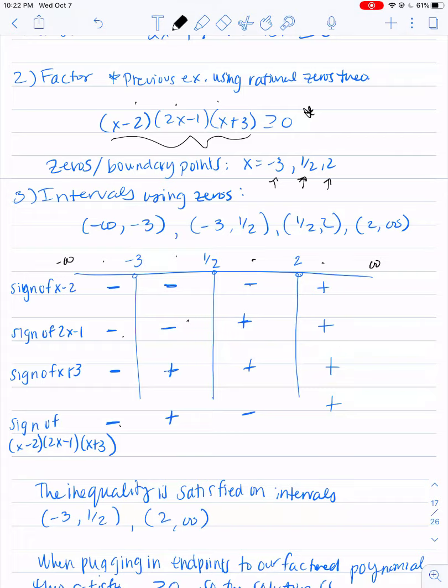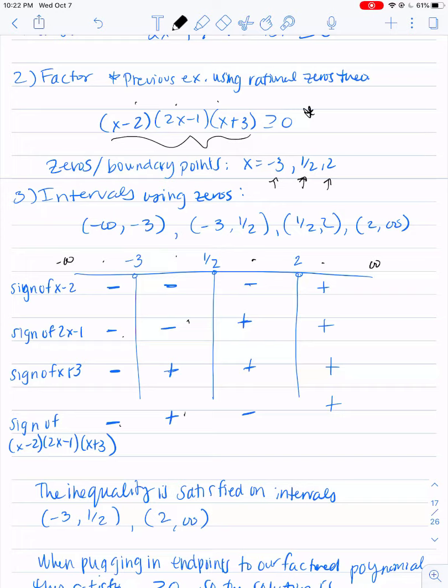For negative 3 to 1/2, we have negative times a negative is a positive. Positive times positive is positive. So we're positive in this interval. The next interval, 1/2 to 2, we have a negative times a positive is negative. Negative times positive is also negative. So we're negative in that interval. From 2 to infinity, we're positive all the way down. So we're positive in that interval.